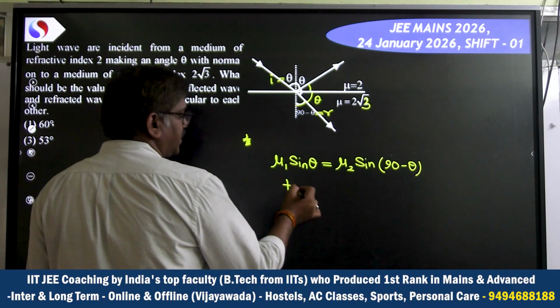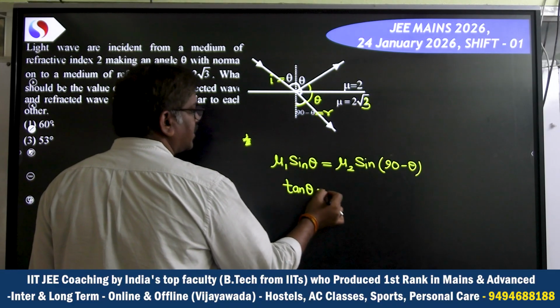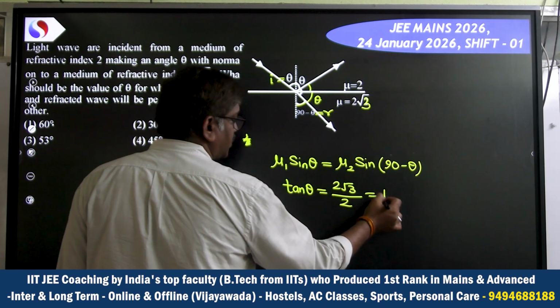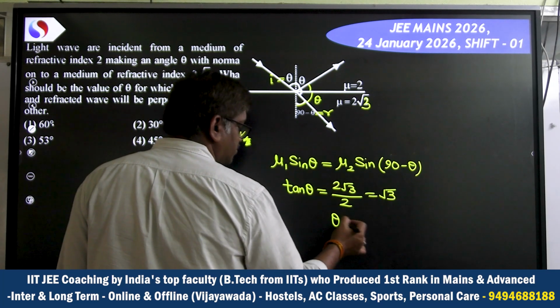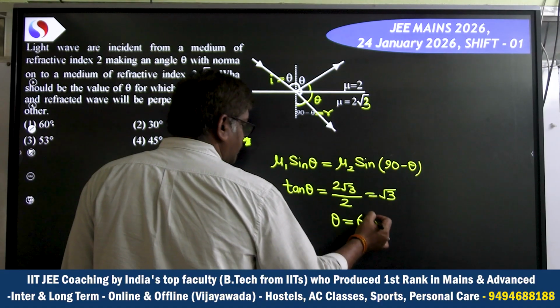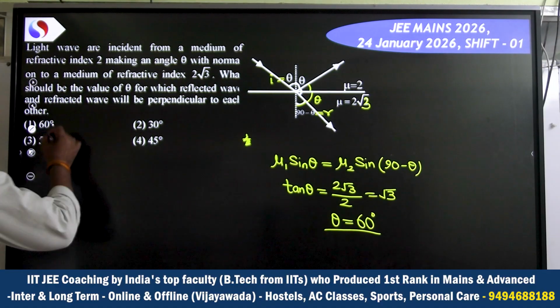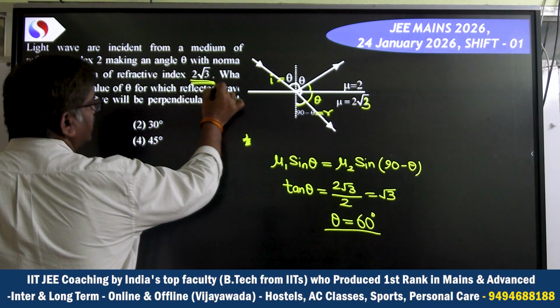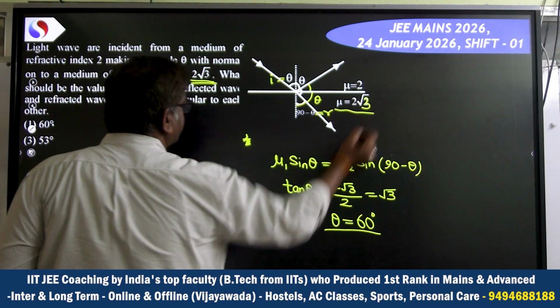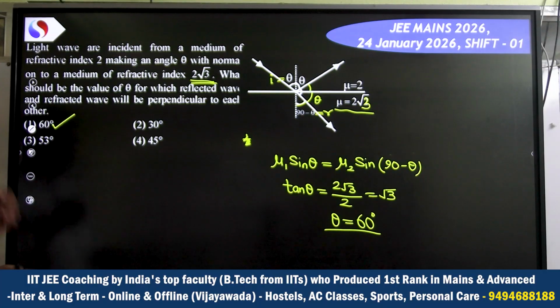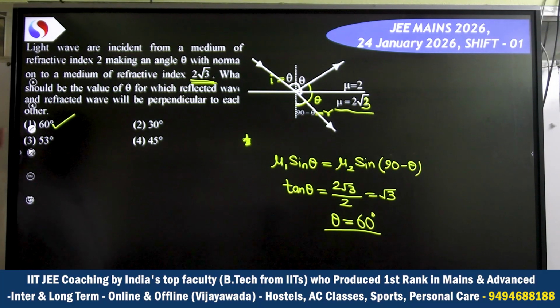And that is why tan theta is mu2 by mu1, which is 2 root 3 by 2, which is root 3. And that is why the theta value is coming as 60 degrees. Here the value given is 2 root 3, in the diagram. So 60 degrees is the right answer. All right. Direct question again.